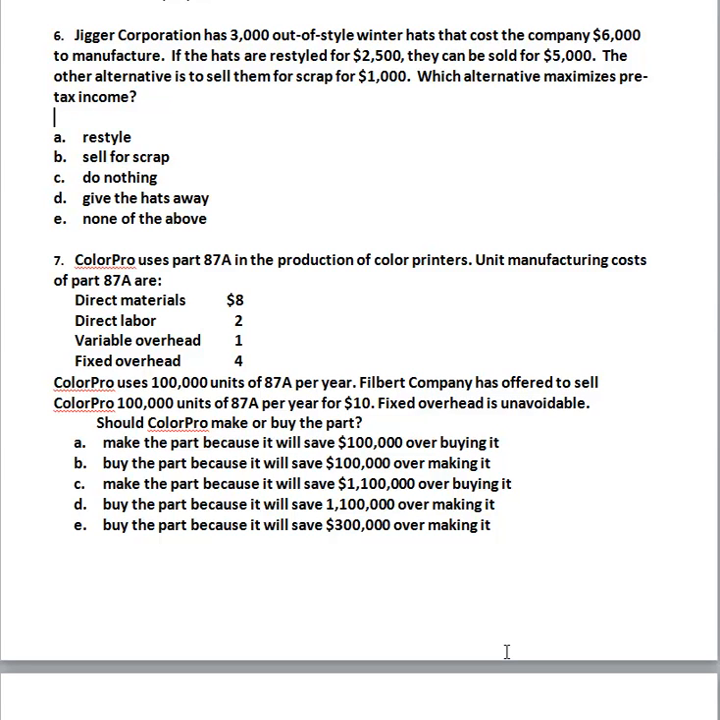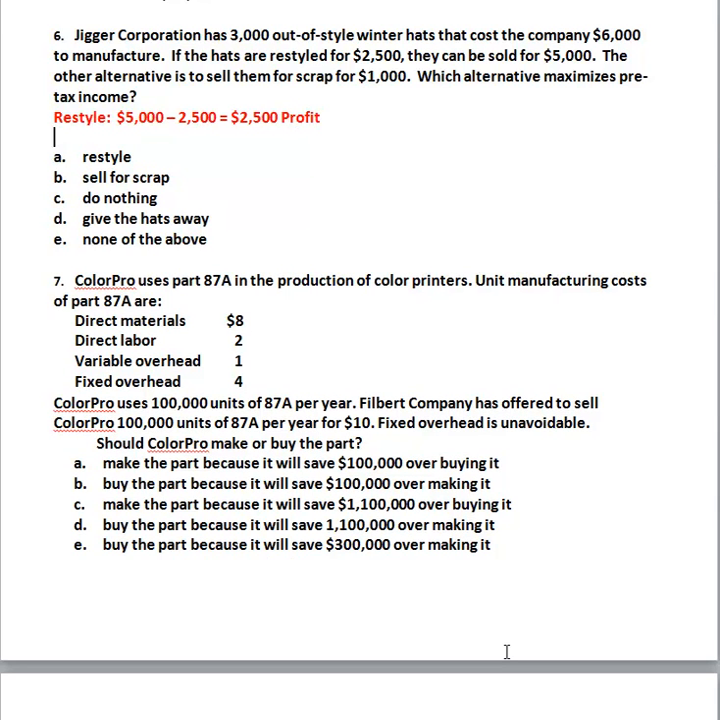So now our options are either to restyle. If we decide to restyle the hats, we can sell the hats for $5,000 of revenue, but we're going to incur $2,500 of expense. So it's going to leave us with $2,500 of profit. If we sell for scrap, then we're going to have $1,000 of profit. So obviously you're just trying to determine which one is going to give you the highest profit. Restyling is going to be the best. So your answer on 6 is A.